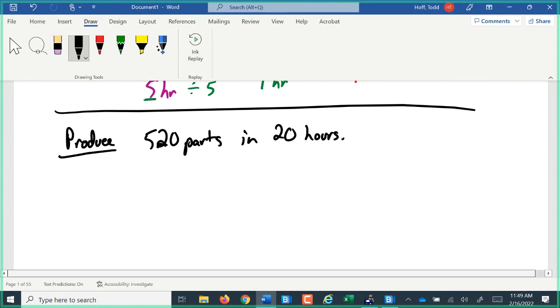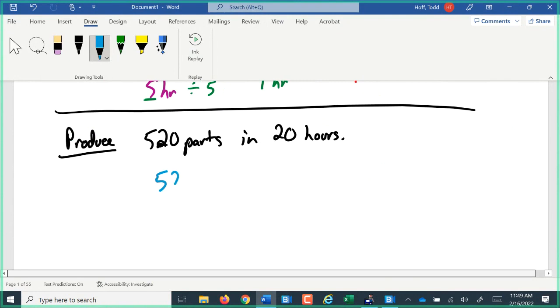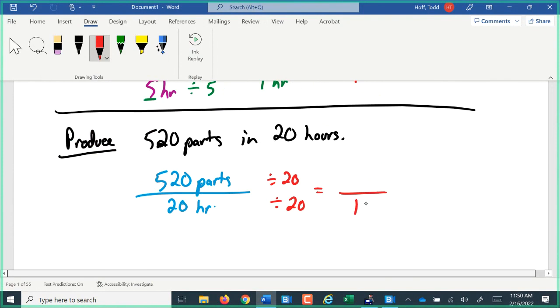The rate of production, 520 parts over 20 hours. And of course, to make that a unit rate, we divide by the second number, the 20. 20 hours divided by 20, of course, is 1 hour. 520 parts divided by 20 gives us 26 parts. So giving us that rate of 26 per hour.